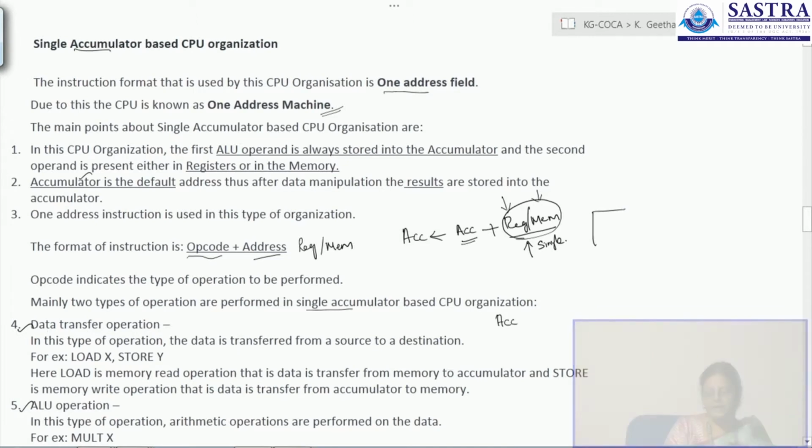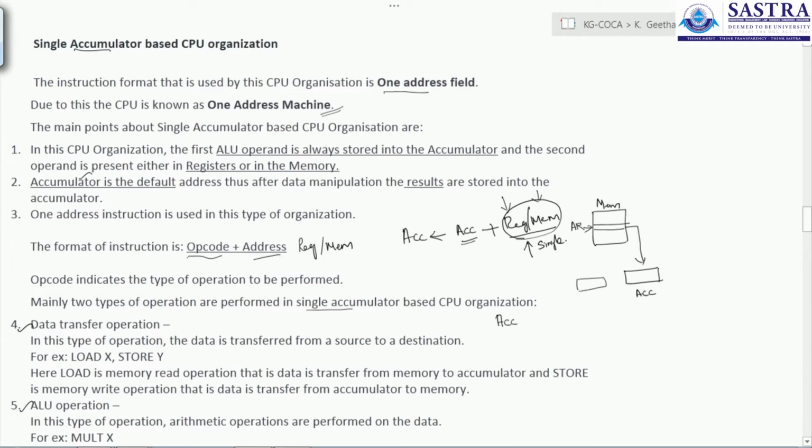So memory will be having the data and the address to which we are going to refer is going to be referred by the register AR, and this data has to be moved into accumulator. So this is to supply the input operand. After performing the arithmetic and logic operation, the accumulator is expected to have the result, and this result has to be again stored back in the memory.